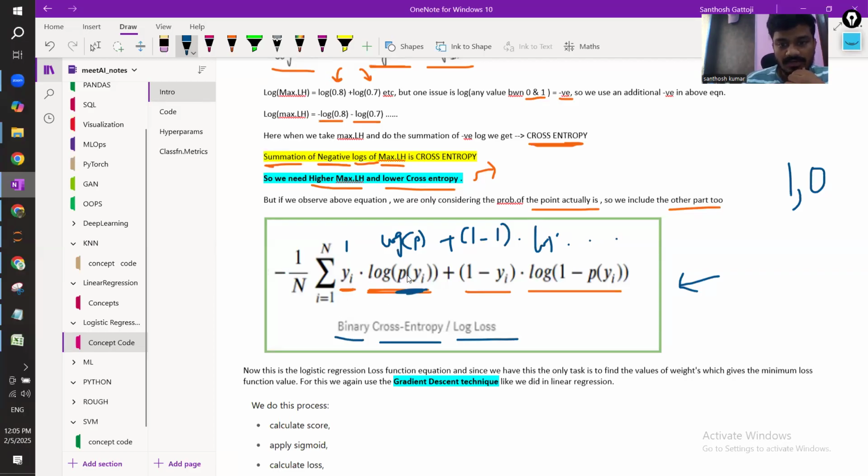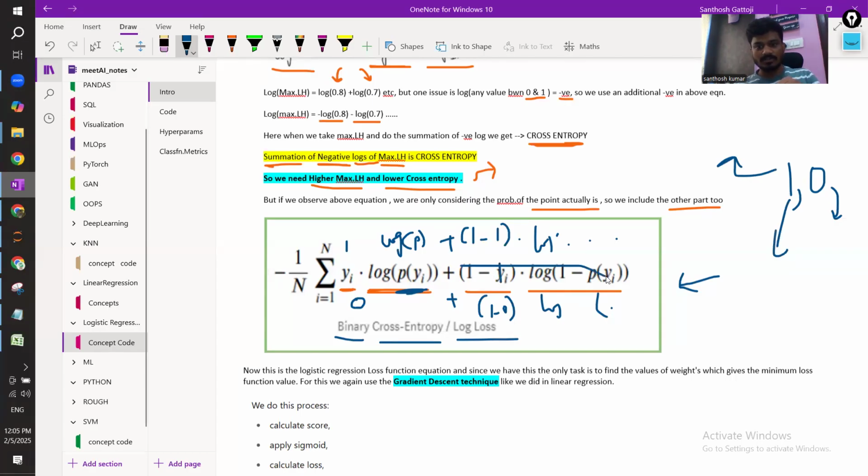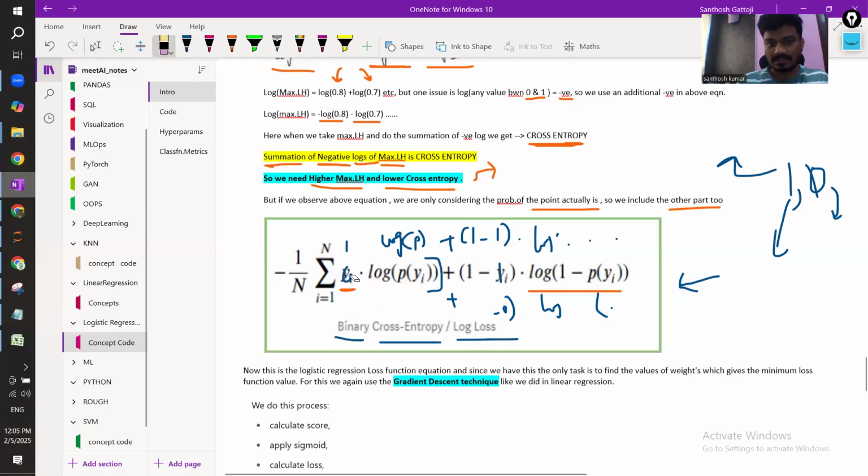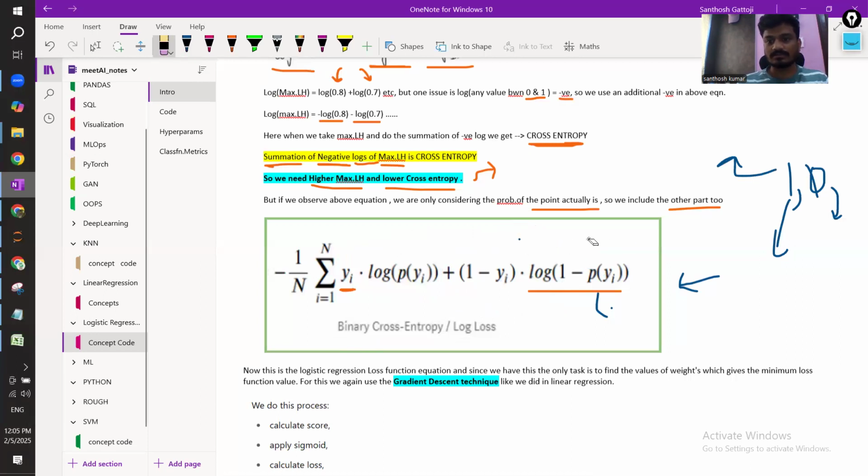Now, if it is the other class, if you consider 0, this first part will become 0. So plus 1 minus 0 into log of its probability. If you understand, anytime only one part is actually getting used. If it is class 1, this will become 1, you lose this, only use this. If it's class 0, directly this becomes 0, and this is used. So anyhow, you are using only one part based upon the class and its probability. That's why they have included both into one equation.